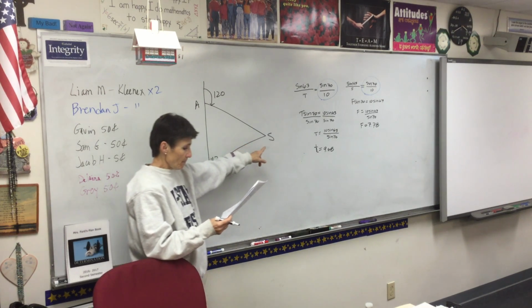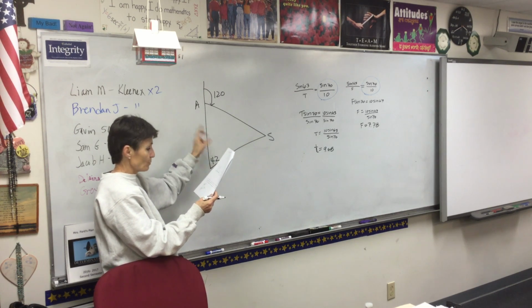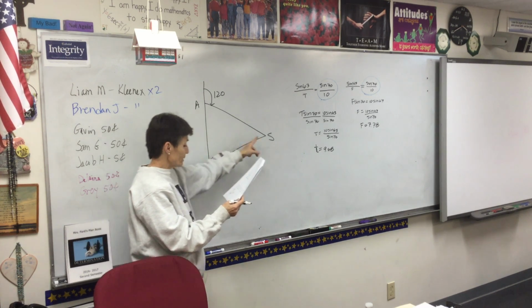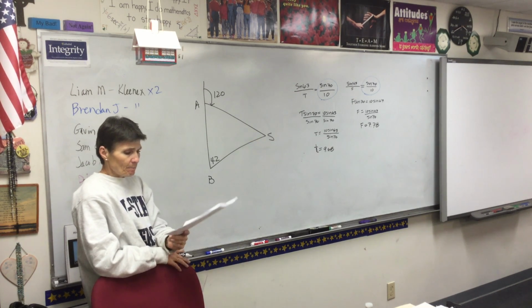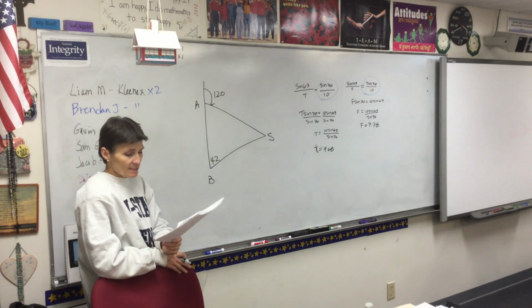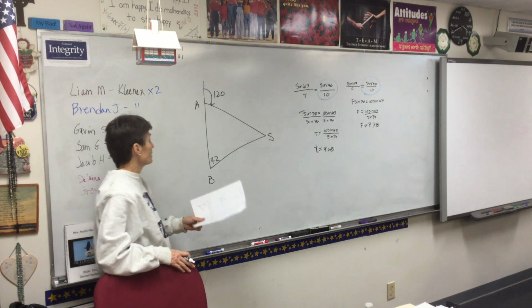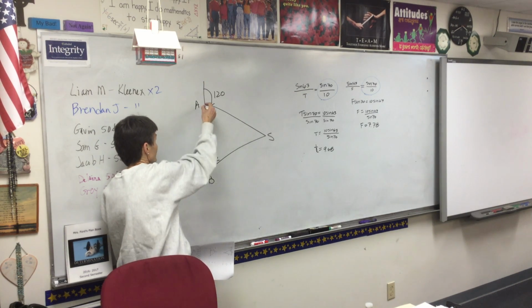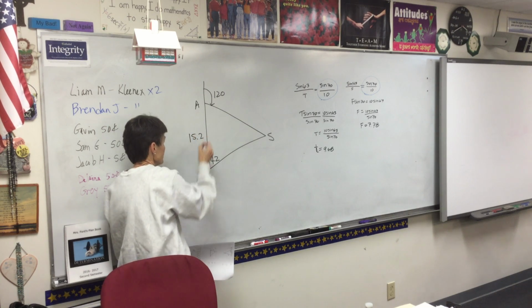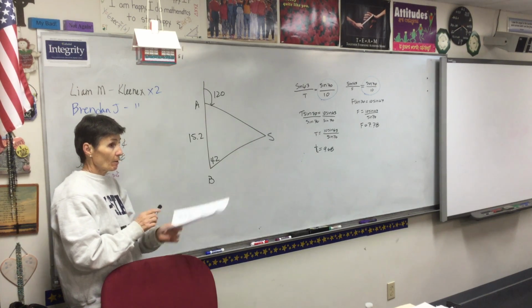All right, so we got a ship on a bearing of 120 from port A, so I drew that for you, and 42 degrees from port B, got it. A and B are 15.2 miles apart. So what does that mean? This right here would be 15.2. Is that all right with everybody?